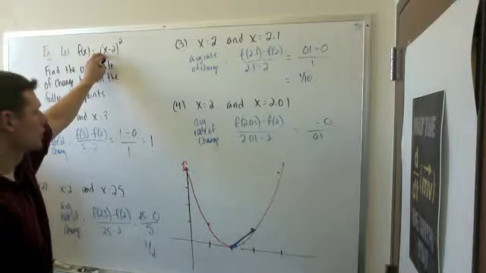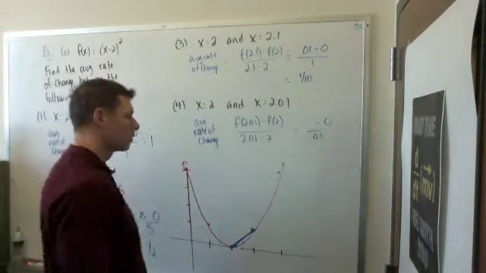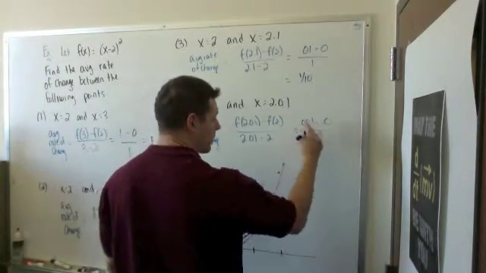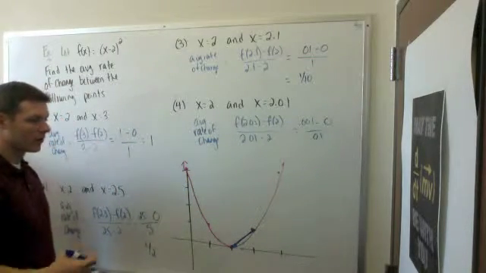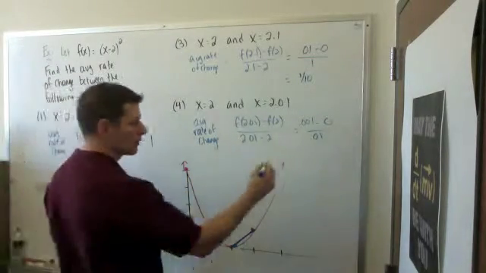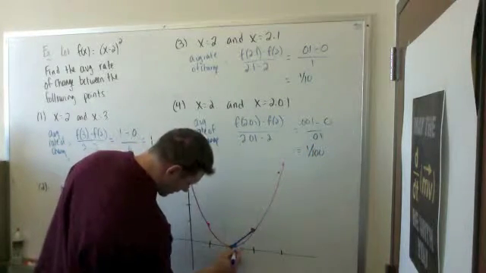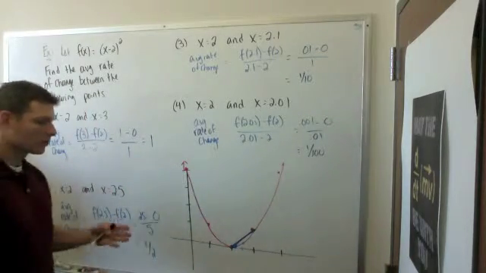0.01 is going to be 2.01 minus 2 is 0.01 squared is 0.0001. So that's 0.01, or it's 1,000th divided by 1/100th, which is 1/100th. And we get something like just barely, okay, right there. So we're looking at the slopes of these secant lines.